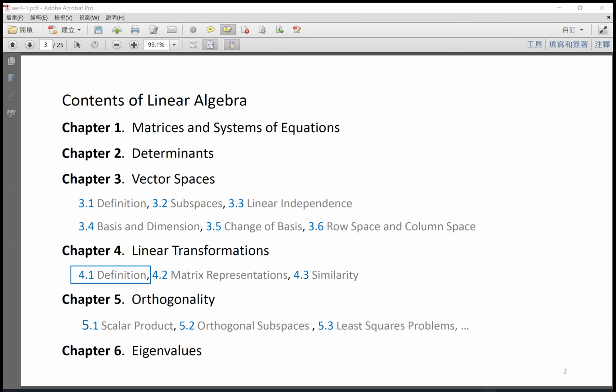This week, we will go through section 4.1, linear transformations. I will introduce the definition of a linear transformation, which plays an important role in mathematics. I will also give a number of examples about linear transformations. In section 4.2, we will show that every linear transformation can be represented as a matrix. In section 4.3, we will consider the relationship between different matrices that represent the same linear transformation.